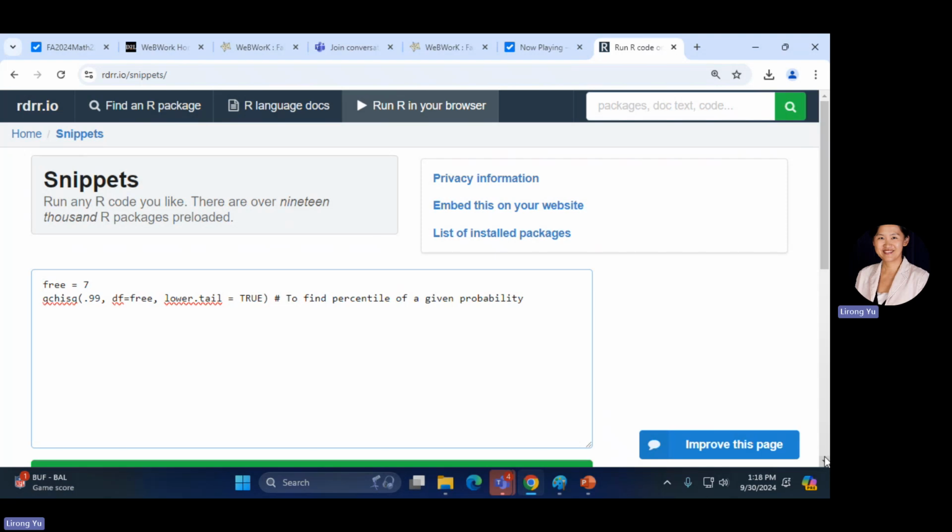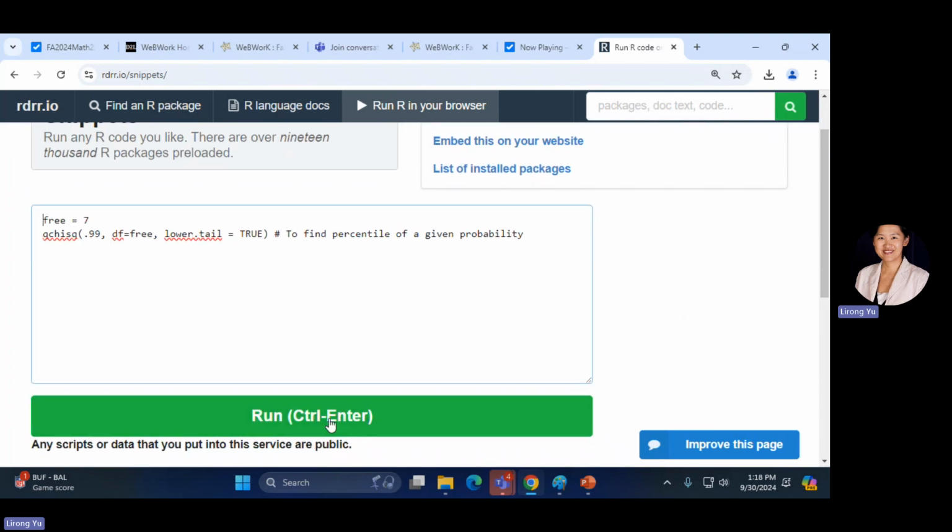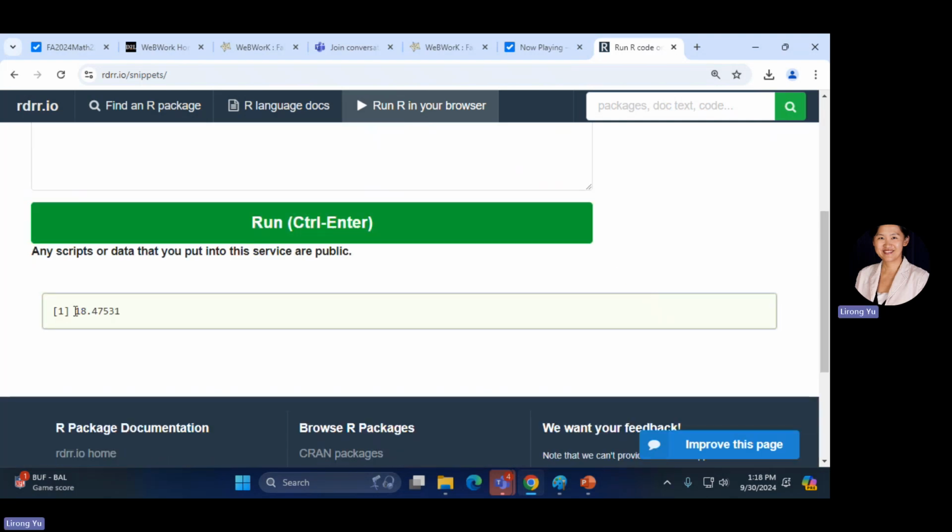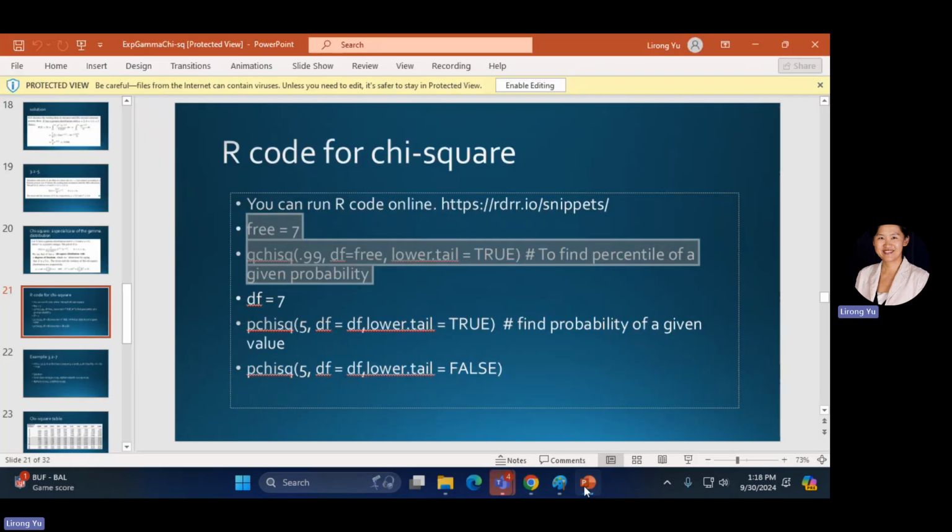That's why I prefer using R: to find the percentile of a given probability. So we're trying to find the 99th percentile in the chi-square curve with degree of freedom r. Run this, and it'll give you a number, 18.475. Obviously that's way bigger than 7, because it's the 99th percentile. You can certainly find the same thing from the table.